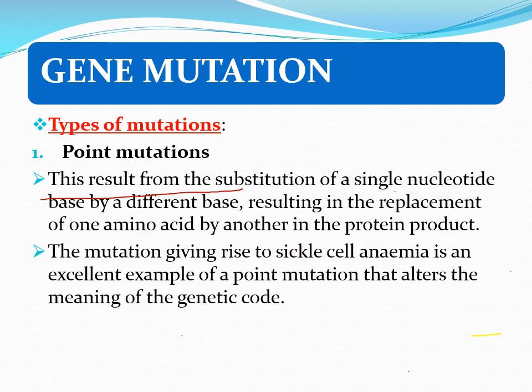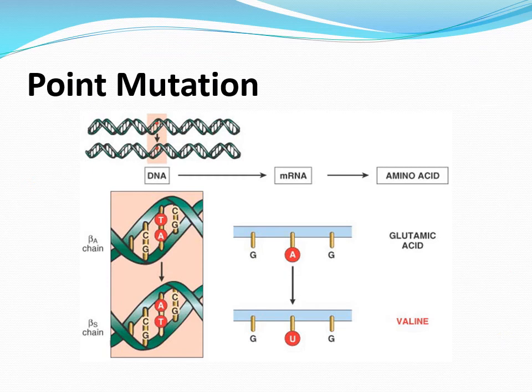So the mutation giving rise to sickle cell anemia is a classical example. Sickle cell anemia is a classical example of gene mutation due to point mutation. It is a genetic disease which falls under the category of gene mutation, and within gene mutation, under the category of point mutation. That means we have substituted one amino acid by another. For example, let us have a look at this picture. This is a point mutation which explains how sickle cell anemia, or sickle cell disease, happens.